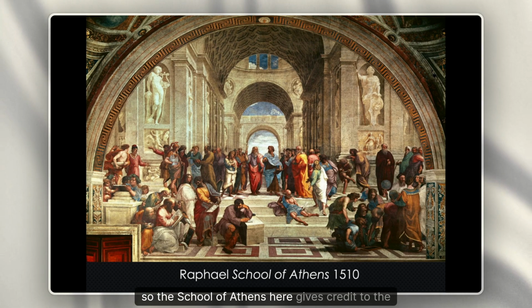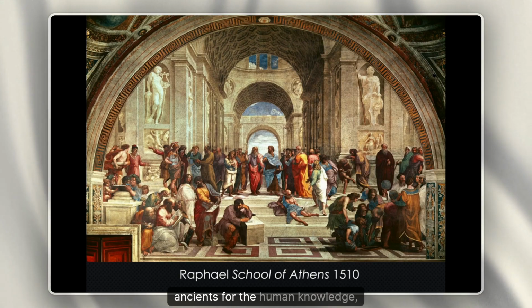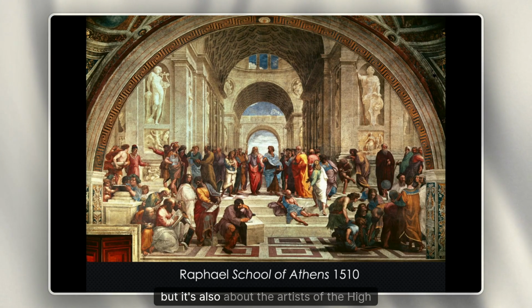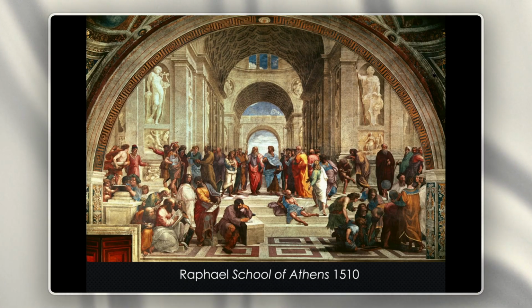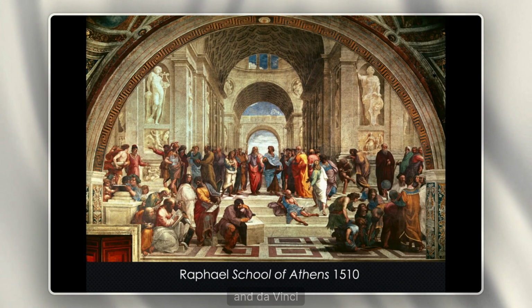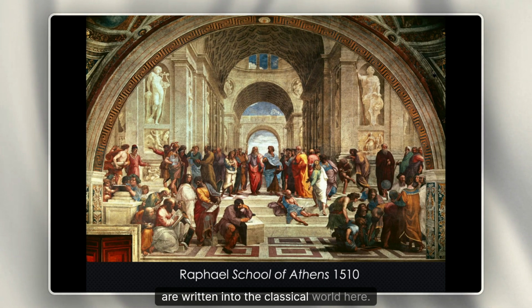So the School of Athens here gives credit to the ancients for human knowledge. But it's also about the artists of the High Renaissance recognizing the greatness of the past. All the big four, Michelangelo, Raphael, Bramante, and Da Vinci, are written into the classical world here.